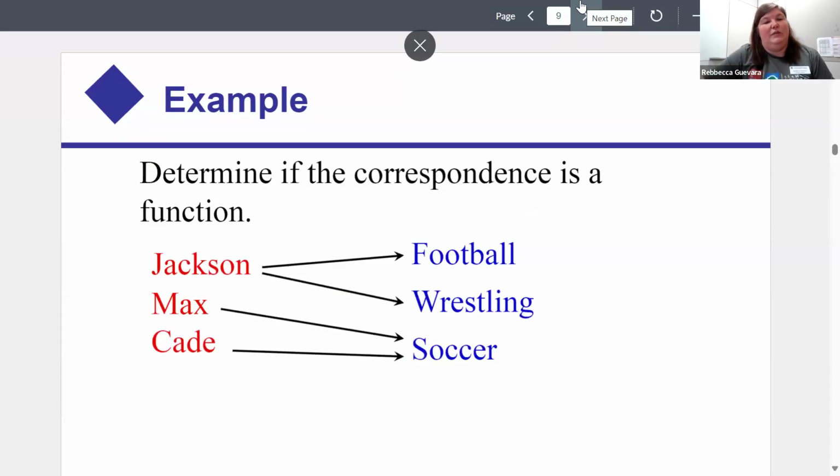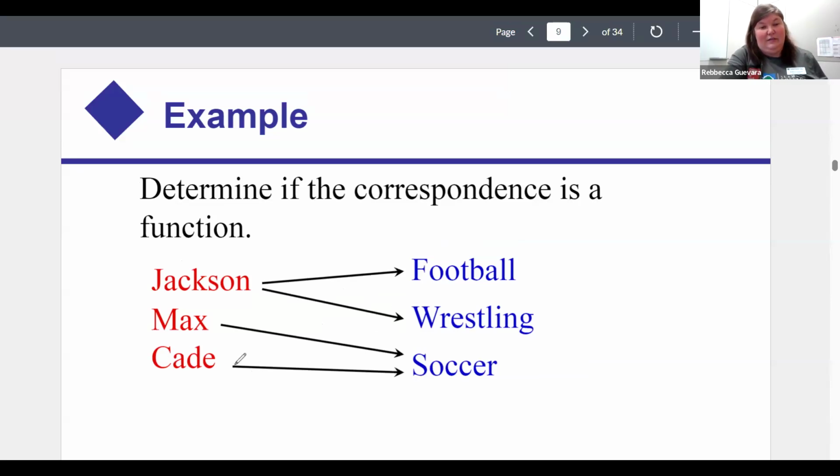This is another one. Determine if this correspondence is a function. So functions don't always have to be numbers. So we've got Jackson, Max, and Cade, and they can either play football, wrestling, or soccer. So Cade's only doing soccer. Cade's okay. Max, he's only doing soccer. That's okay. Jackson's the problem.